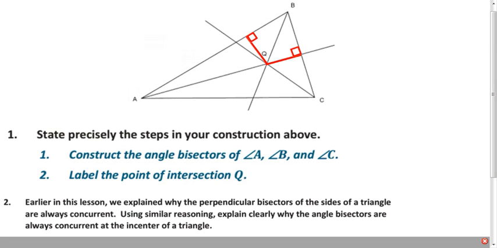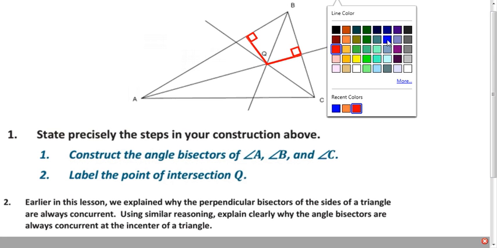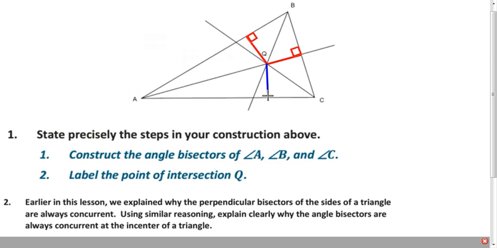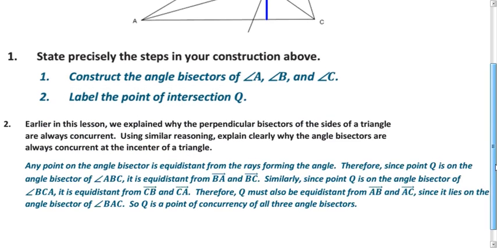Now we can do the same argument since we know that we have an angle bisector over here for angle C. We know that this segment that I'll put in blue, Q is equidistant from AC and BC as well. So we know that the second one and the third one are congruent. So by transitivity, you know that the first and third segments are congruent. So Q must be on the angle bisector of angle A. So here's that argument written out for you.